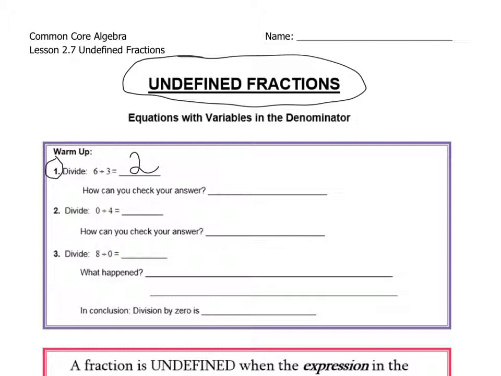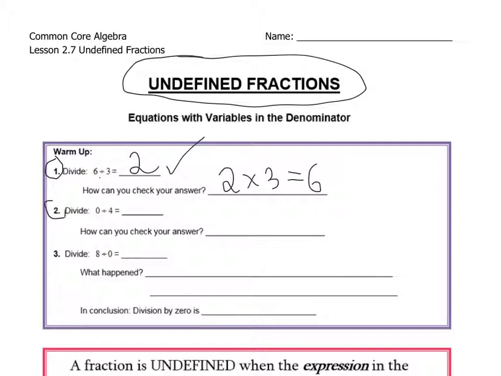Well, usually to check an answer, we use what's called inverse operations. If 6 divided by 3 is 2, to check your answer, you have to see if 2 times 3, because multiplication is the opposite of division, is really 6. And we know it is. So 6 divided by 3 equals 2 can be checked and proven to be correct.